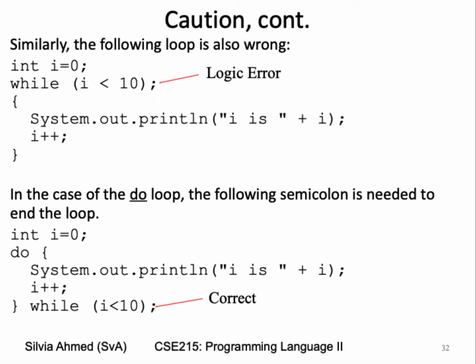This is not a syntax error, this is not a runtime error. However, in the case of the do while loop, the semicolon after the while statement is part of the syntax, and this is not an error. So we need to be careful when we use the for loop and while loop with the next line block style and a semicolon.